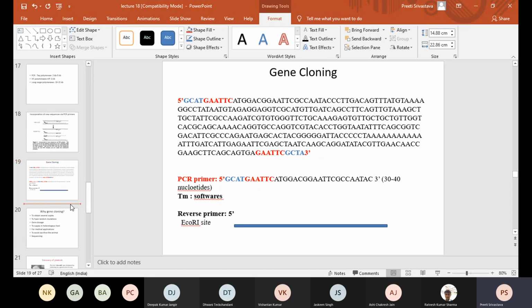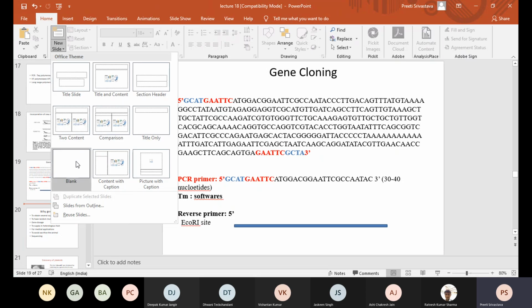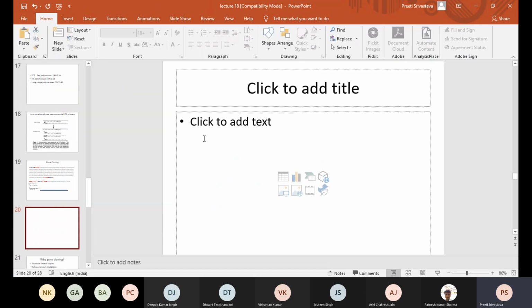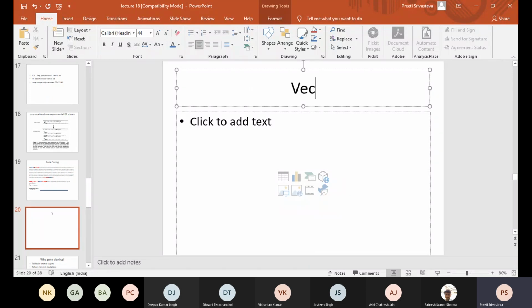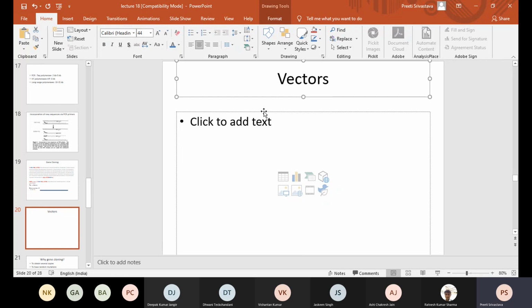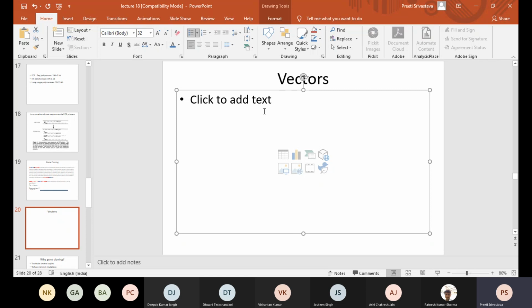So usually plasmids are used as vectors for cloning. So what are vectors, class, and why are plasmids used as vectors? You will learn about vectors in great detail in 7th. I am introducing you to the topic so that when you go into the course you will at least be familiar with terms like what is a vector.